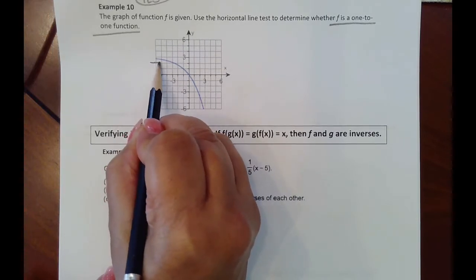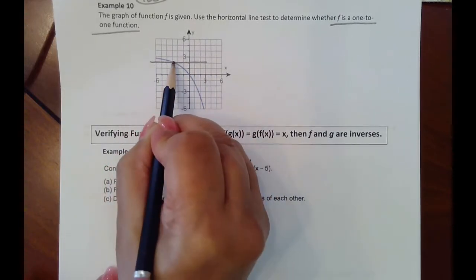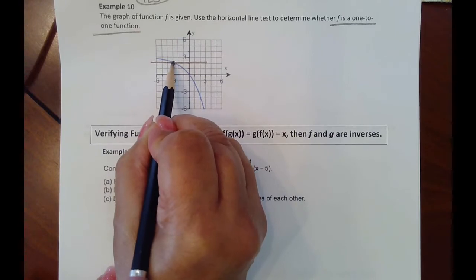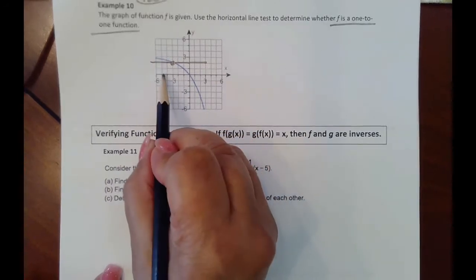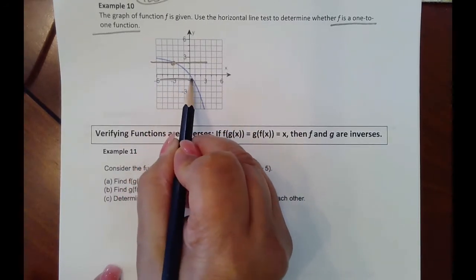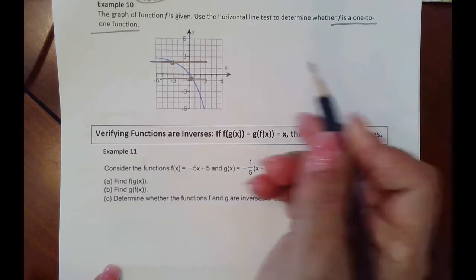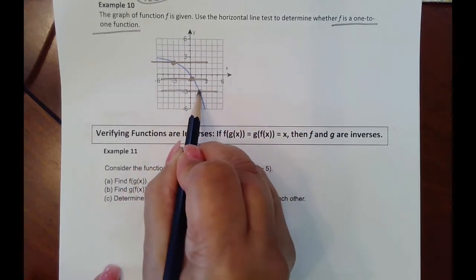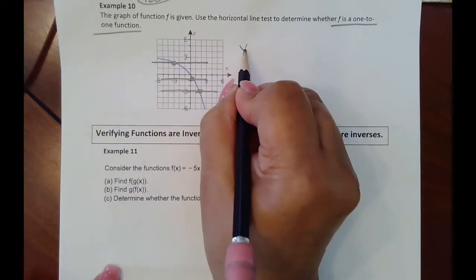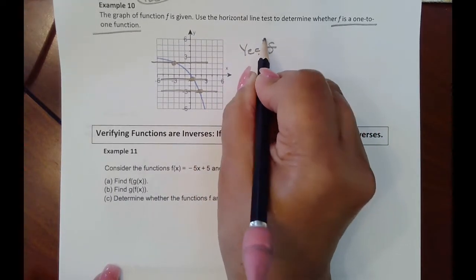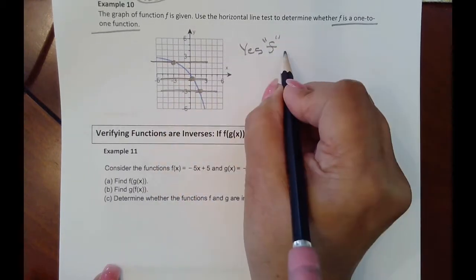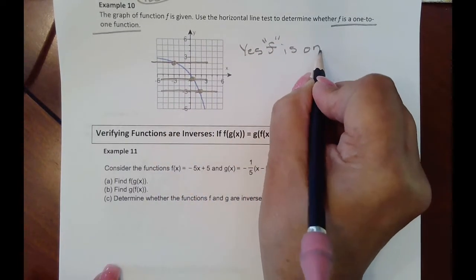You can draw the horizontal line anywhere you want through the graph, but each time you draw a horizontal line, there should only be one point of contact with the graph. And if there's any more than that, it's not 1 to 1. Okay, but look, no matter where you draw the horizontal line, you could draw it down here, only cuts through the graph once. You could draw it down here, only cuts through the graph once. So, yes. The function represented by this graph is 1 to 1.